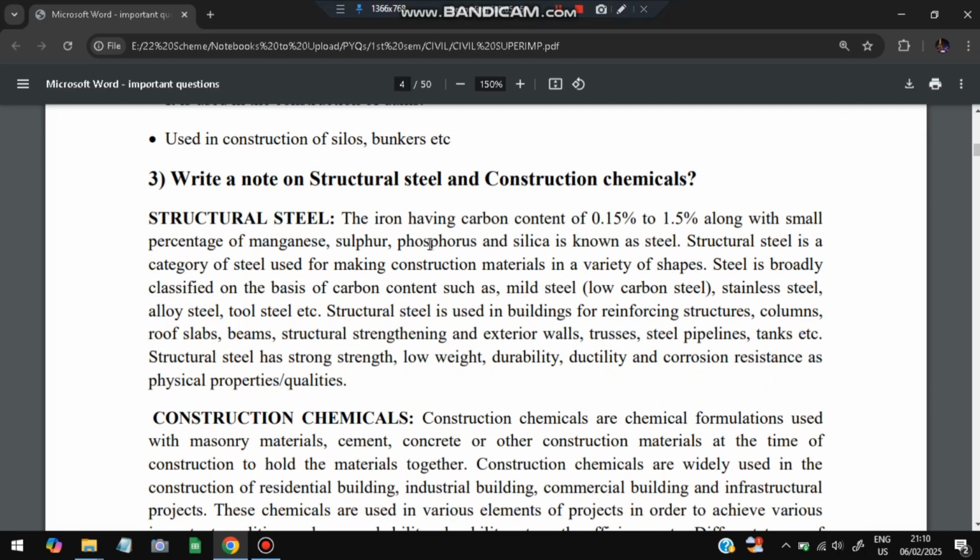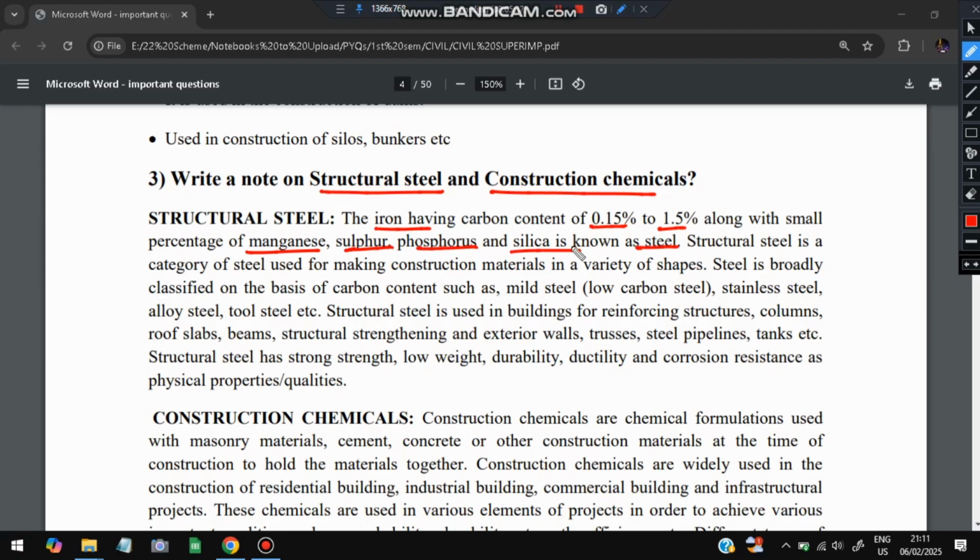Okay, moving on to the third super important question, we have: write a note on structural steel and construction chemicals. What is structural steel? Iron with a carbon content of 0.15 to 1.5%, along with a small percentage of manganese, sulfur, phosphorus, and silica, is known as steel. So what is steel? This much percent carbon along with manganese, sulfur, phosphorus, and silica.